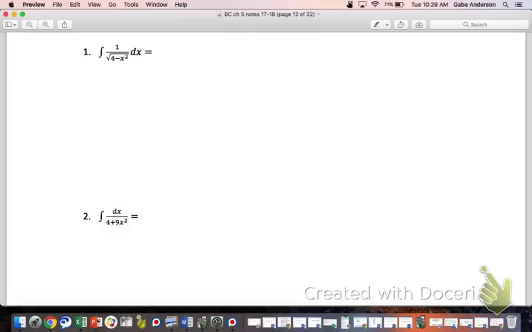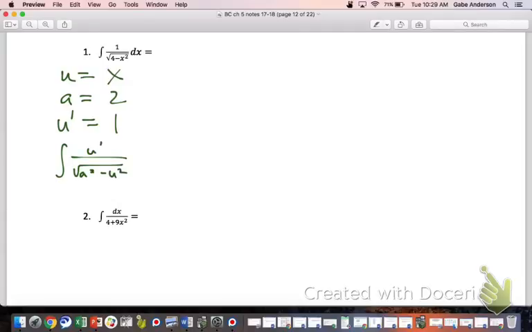So if that's going to be the case, let's see if it fits. Let's identify what would have to be our u and our a, and then based off that, our u prime. So what do you guys think? Can you identify what the a and the u would have to be? X. U would have to be x, and a would have to be 2. Okay, so then u prime would be 1. Okay, so we try to build this out, and we think, all right, we want this to fit this pattern of integral of u prime over the square root of a squared minus u squared.